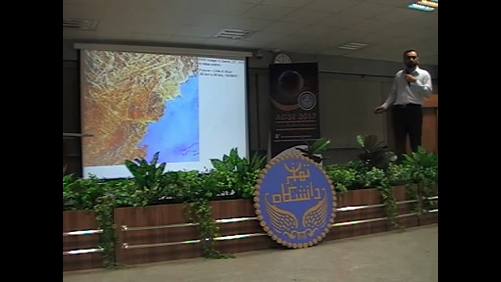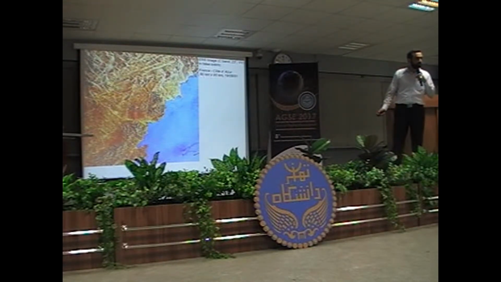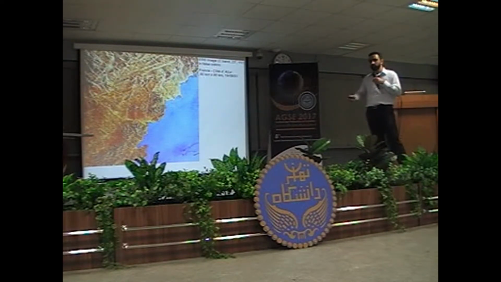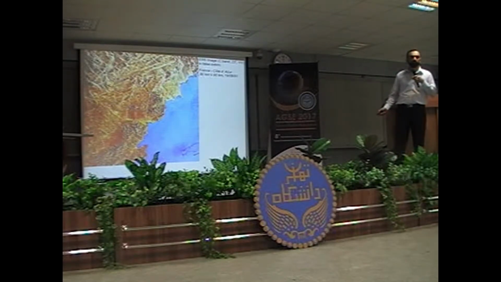Can anyone make a guess why these parts in the radar image are very dark? What parameter or what kind of objects could be there? What is that? Depth? No, not depth. It is oil. Oil spill.